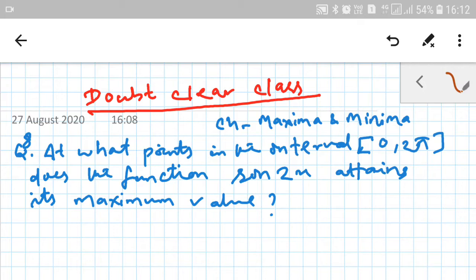Today I am going to solve some of the doubts which have been asked by you from the chapter Maxima and Minima. This is question number 8. The question asks: at what points in the interval 0 to 2 pi does the function sin 2x attain its maximum value? Please note that here the given interval is 0 to 2 pi. Now let us start the solution of it.